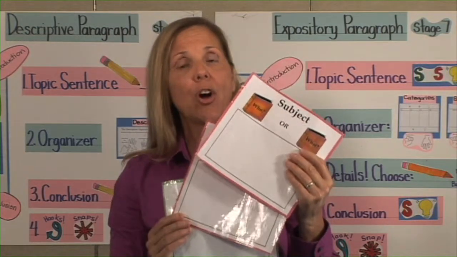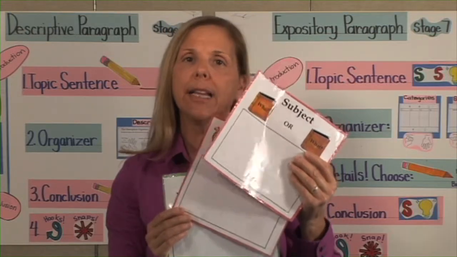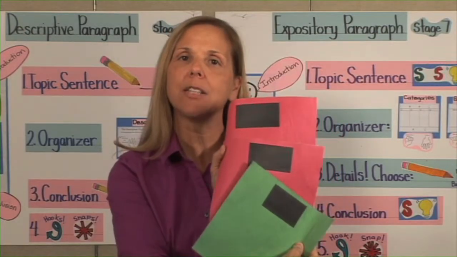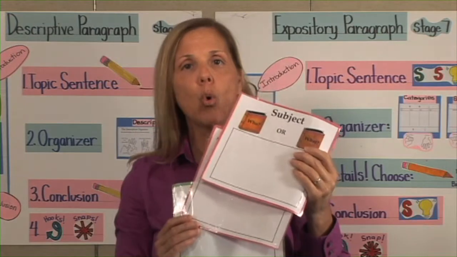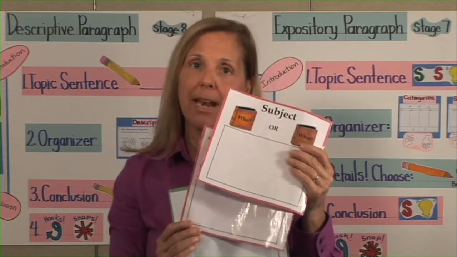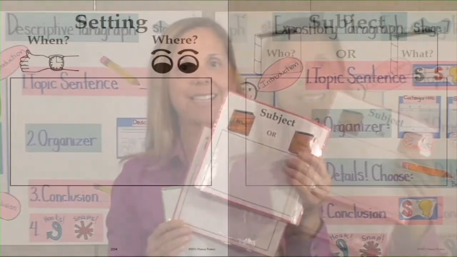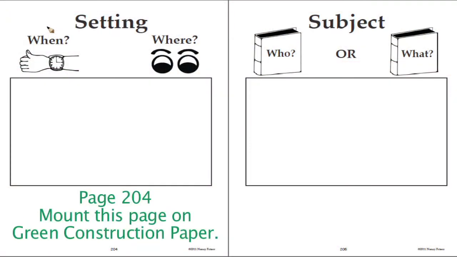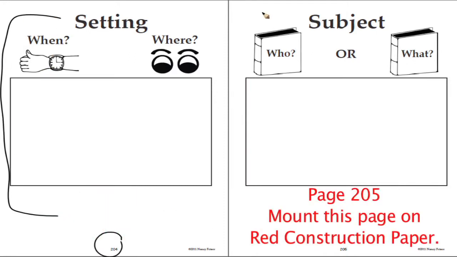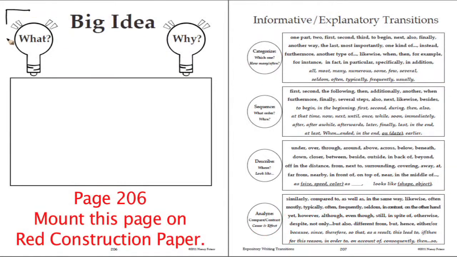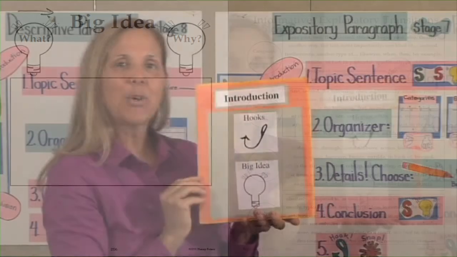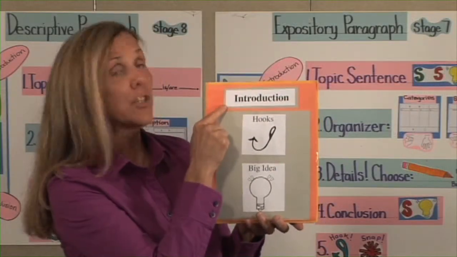After I cut out the cards, mount them on tag board, I laminate them, and then I put magnets on the back so that I can record information on each card and I can put them up on a whiteboard and move them around to create the topic sentence. On this page, you will find the setting card. On this page, you will find the subject card. And finally, on this page, you will find the big idea card.